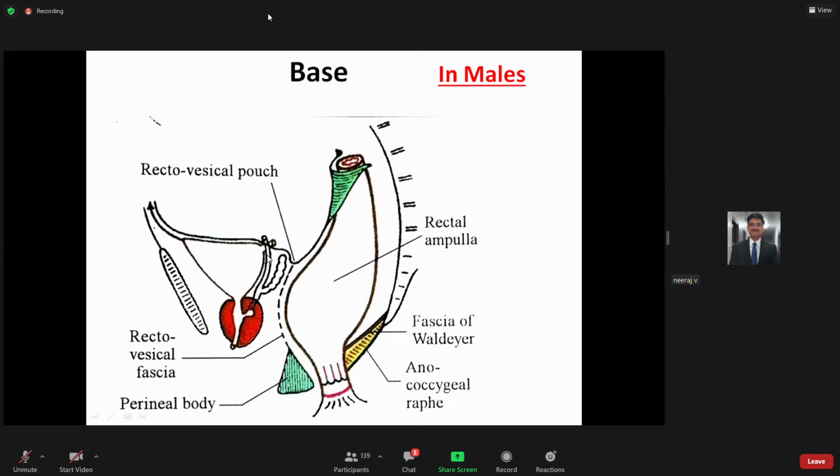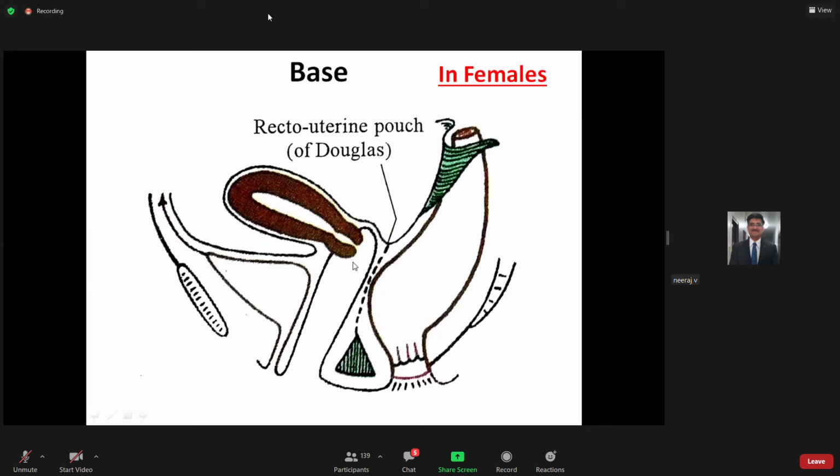And in the case of male, we have the rectum in relation to the base or posterior surface of the urinary bladder, while in the case of female, it is directly lying in relation to the vagina and the cervix over here, right? And between your vagina and your rectum, you have the recto-uterine pouch. Already you have read this with the peritoneal relation, so that. But the base is not having any other relation. It is directly in relation with this part of the female genital tract.